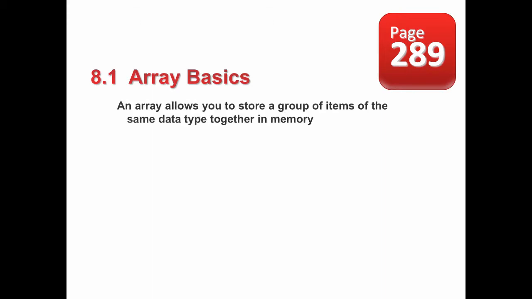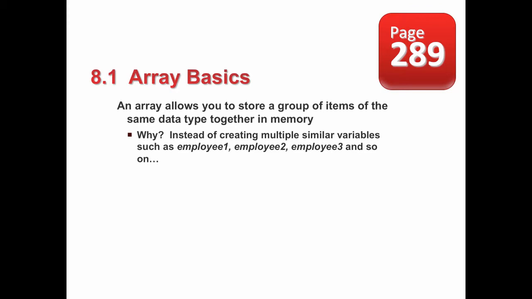And by the way, an array allows you to store a group of items of the same data type together in memory. So they're all grouped together, and the nice thing about that is we can just walk on down with a little formula. And why do we do that?